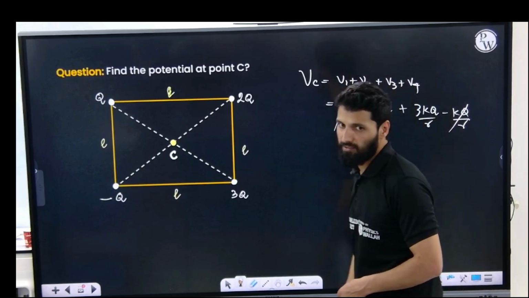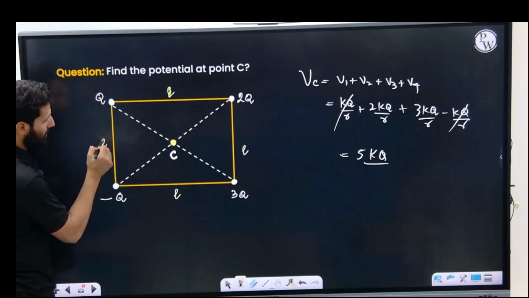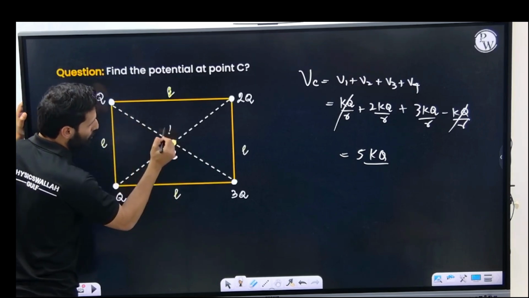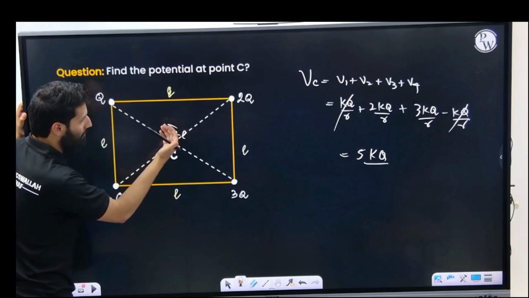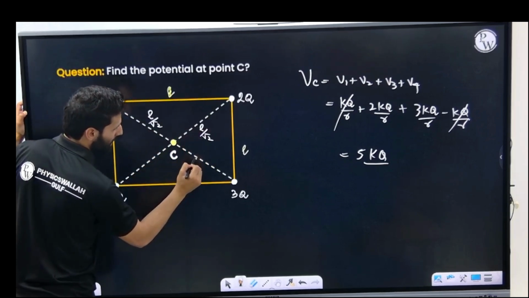So what is this R? R is distance. This is L, this is L. This is 90 degree. This is L, this is L. What is the total distance? Root 2 L, right? Half of that is L by root 2. So this is L by root 2, L by root 2, L by root 2.